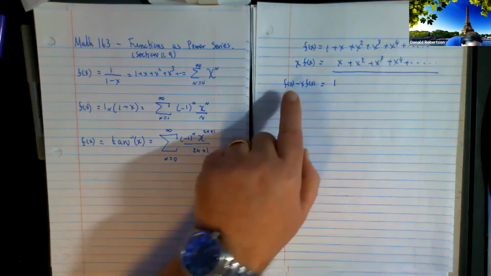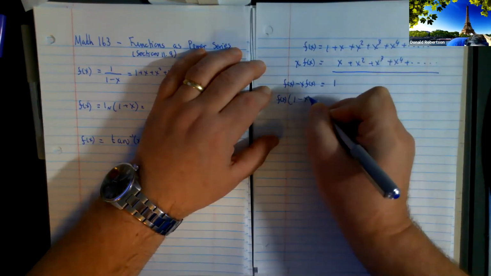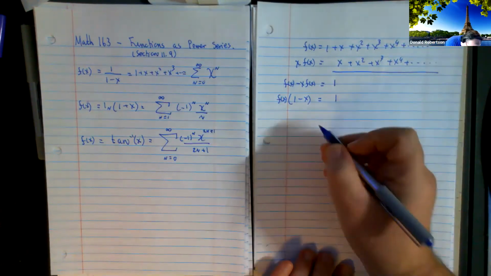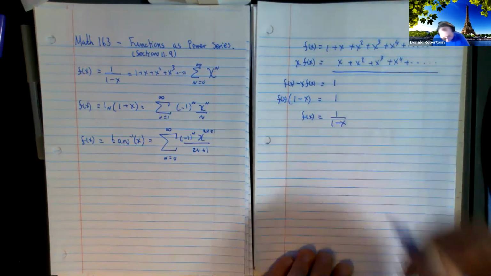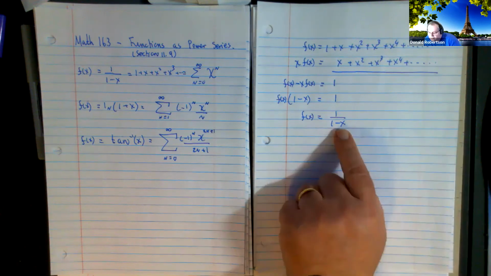On the left-hand side, I'm going to pull out f of x as a common factor. And then divide both sides by 1 minus x. Has that convinced you then that f of x is this fraction?